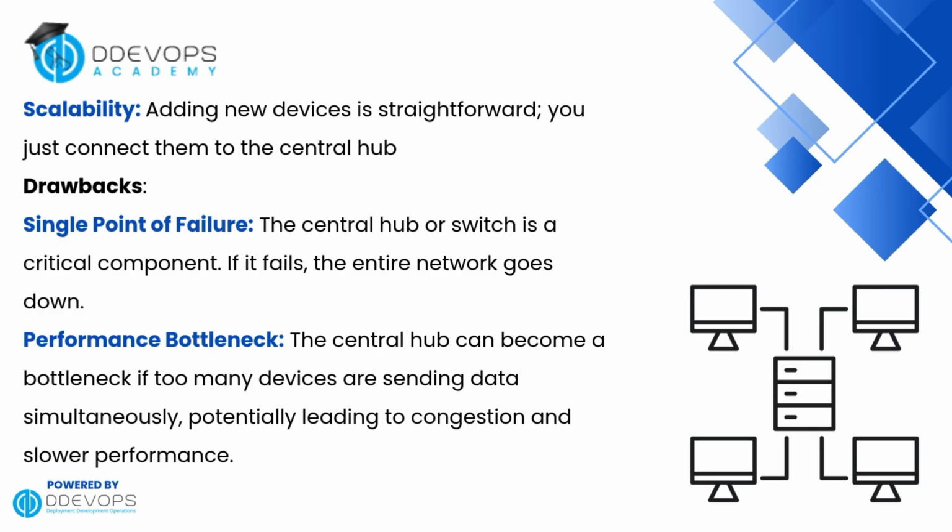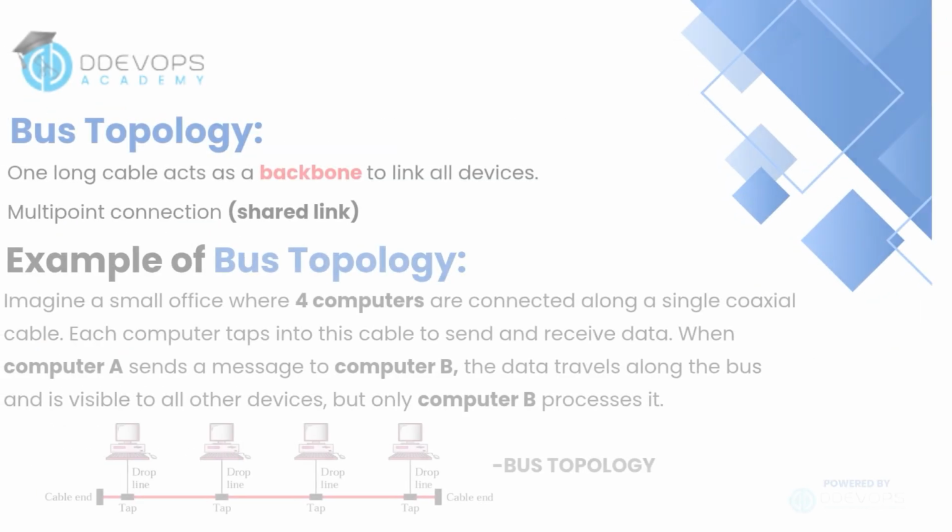However, there are a few drawbacks. The central hub or switch is a single point of failure. If it stops working, the entire network goes down. And it can become a performance bottleneck if too many devices send data at the same time, which can cause congestion and slower performance.